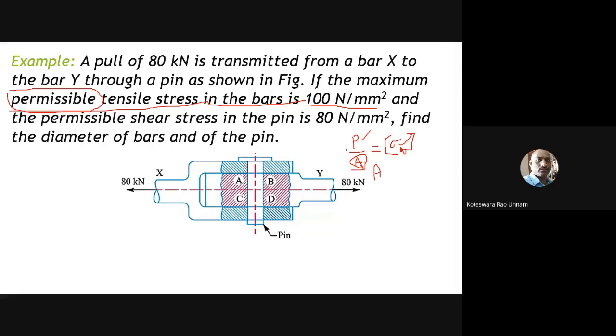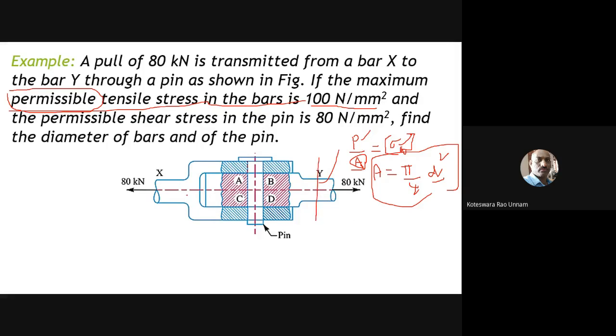I'll get some numerical value from this equation for area, but our area is nothing but 5 by 4 d square again. So in this, the only unknown for me is d now. So I can solve this equation so that I can calculate the diameter of this rod. Then coming to the pin. So this is how I can solve for the diameter of the rod.